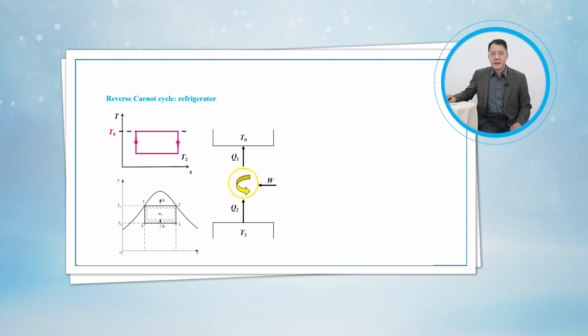Consider a reversed Carnot cycle executed within the saturation dome of a refrigerant, as shown in Figure 12.9. The refrigerant absorbs heat isothermally from a low temperature source at T2 in the amount of Q2, is compressed isentropically to state 2, rejects heat isothermally to a high temperature sink at T0 in the amount of Q1, and expands isentropically to state 4.